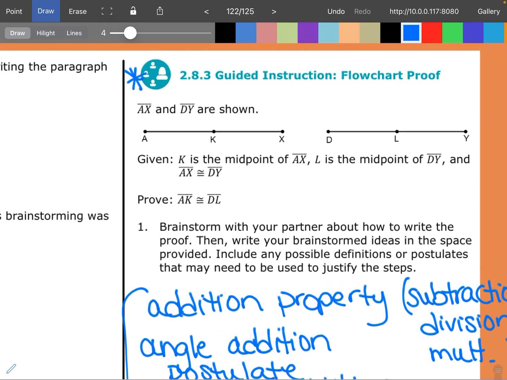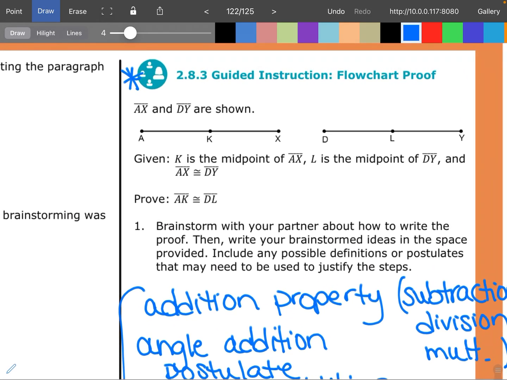All right, so here is our proof, or here is our given statements. We have our given, we have what we're trying to prove, and we have our diagram. So we have 2 segments. We have AX and DY. The given statement is K is the midpoint of AX, L is the midpoint of DY, and we know that the 2 segments are congruent to each other. So we've got 3 pieces of information there. That's the given statements.